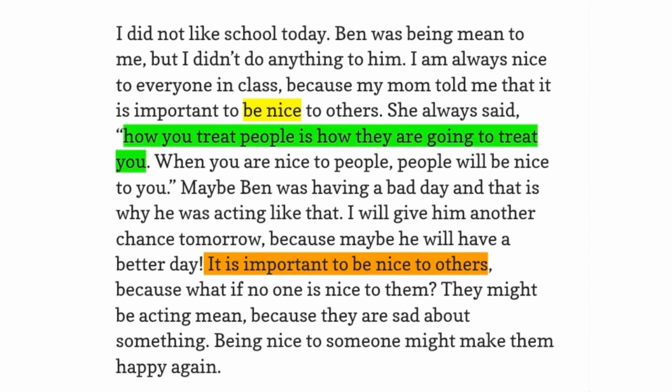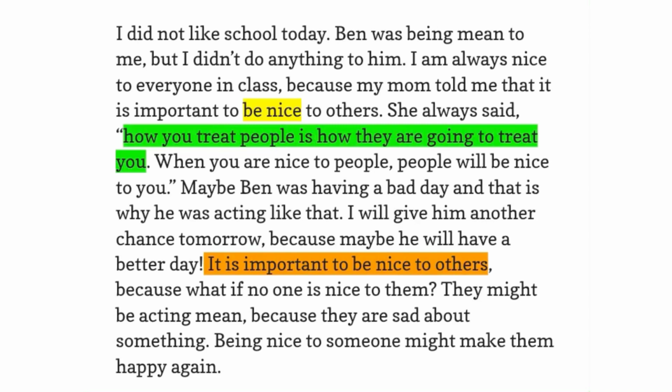Maybe Ben was having a bad day, and that is why he was acting like that. Does that tell us why it's important to be nice to others? Not really, it just tells us that he was having a bad day, and that's probably why he was acting mean. I will give him another chance tomorrow because maybe he will have a better day. Does that tell us why it's important to be nice to others? Again, no, it doesn't. It just kind of tells us that she's going to give him another chance.